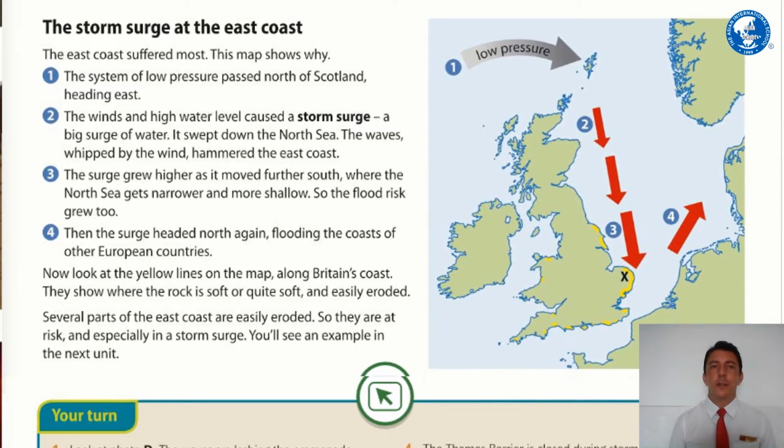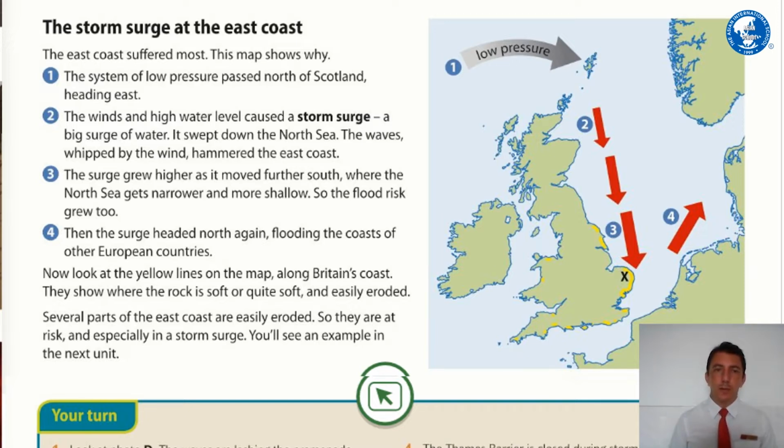So the storm surge at the east coast. The east coast suffered the most, and this map shows why. There was a system of low pressure passing across the north of Scotland, heading east. As that area of low pressure is moving, it's pulling up the sea level with it. And number 2, the winds and high water level caused a storm surge, a big surge of water.